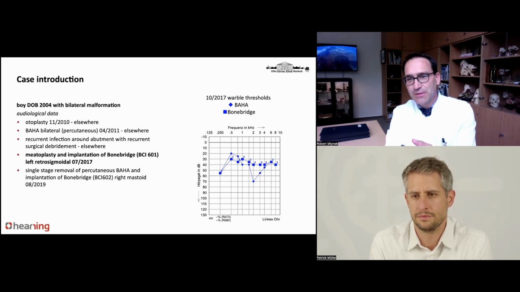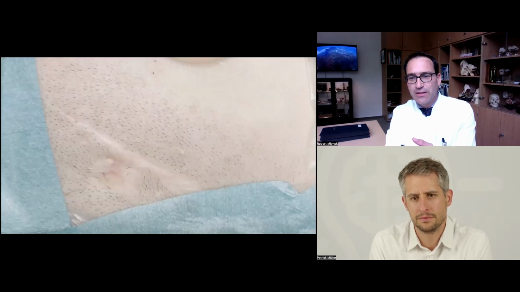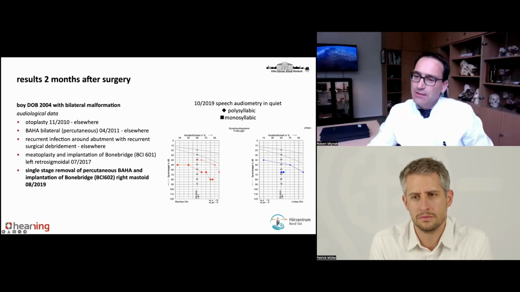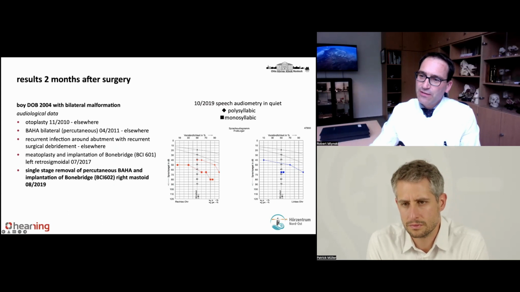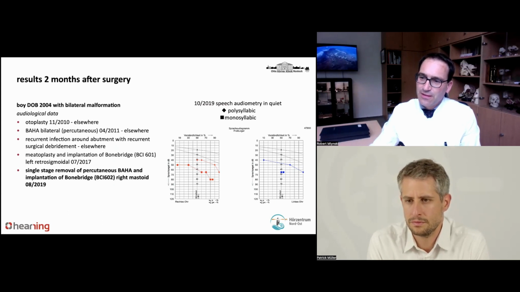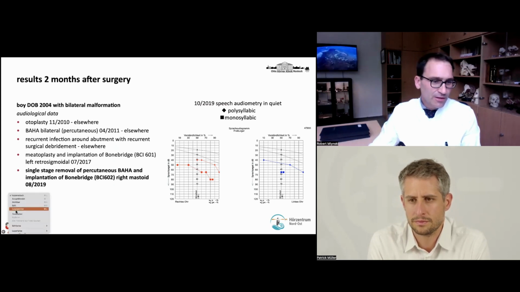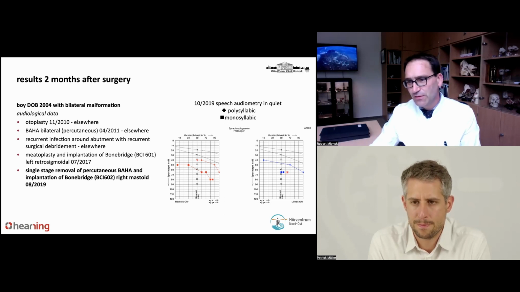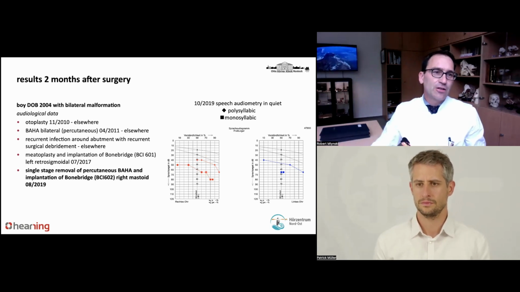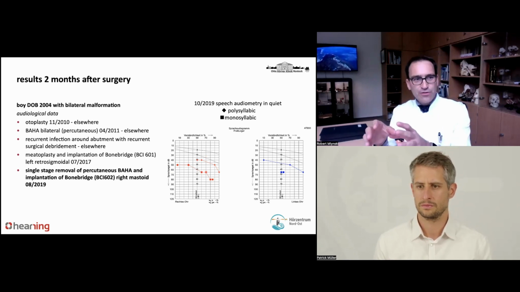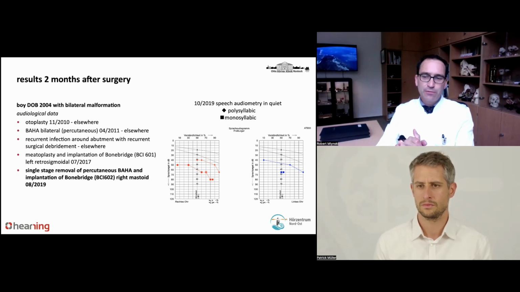So these were the Baha and Bonebridge thresholds. Now let's look at the speech perception. On the left side, we do not reach more than 60% monosyllables at 65 dB sound pressure level. So on the left side, if you look at the guidelines of the German ENT Society, we would have a cochlear implant indication. On the right side, we reach 70% monosyllables at 65 dB SPL, so we do not have the indication. In the end, he's probably optimally aided under this condition, and going with him for cochlear implantation will probably be the next step in the future. The patient is happy.